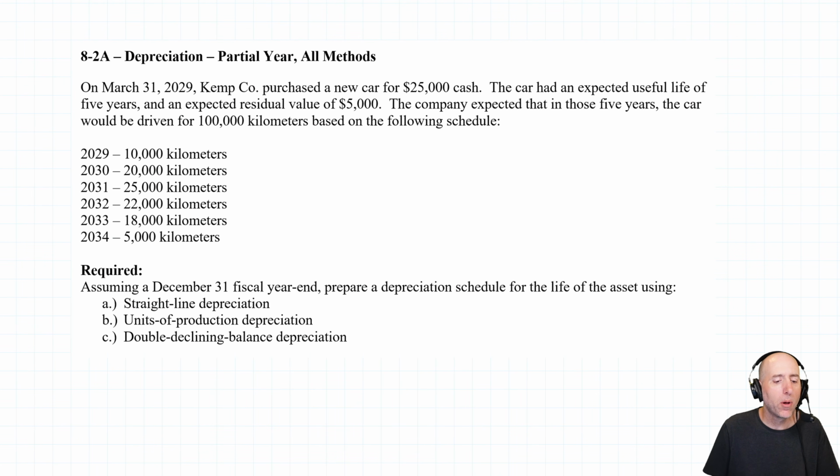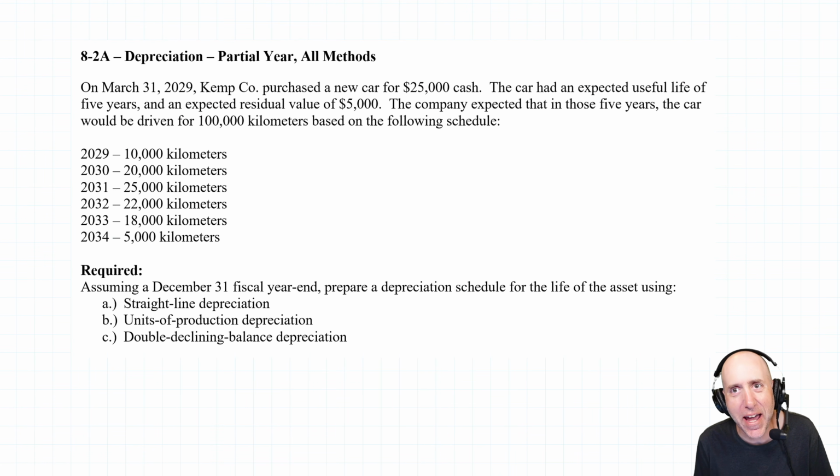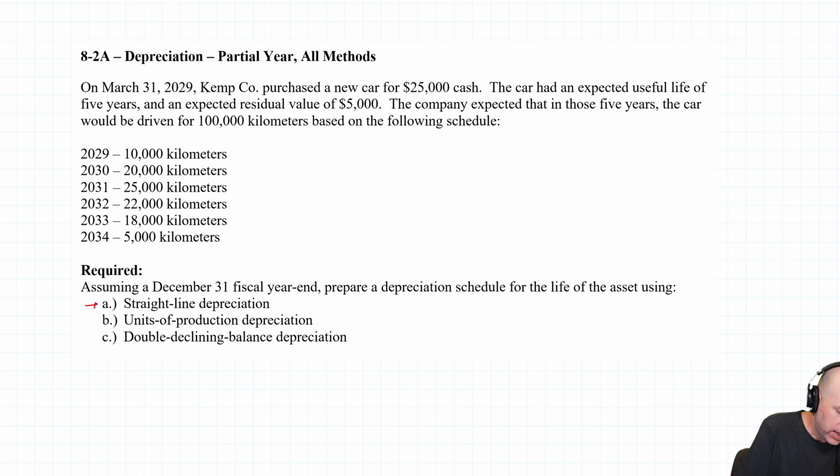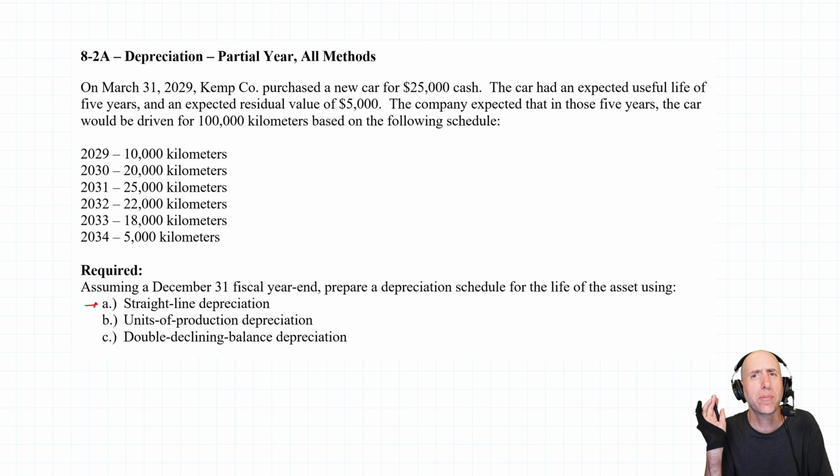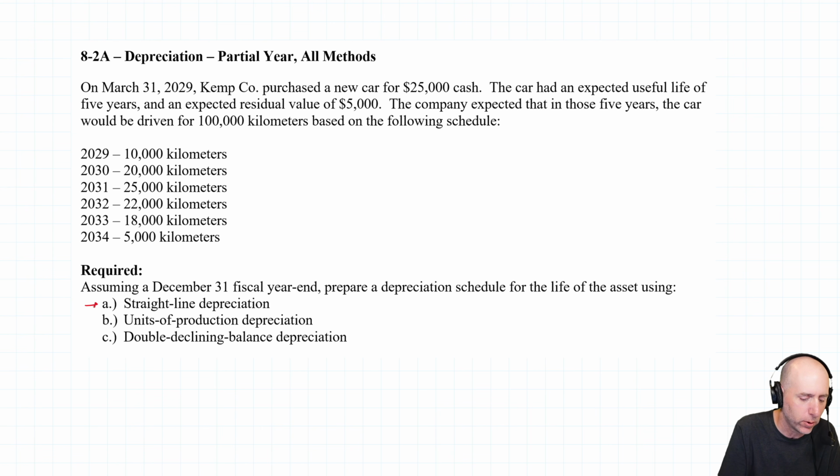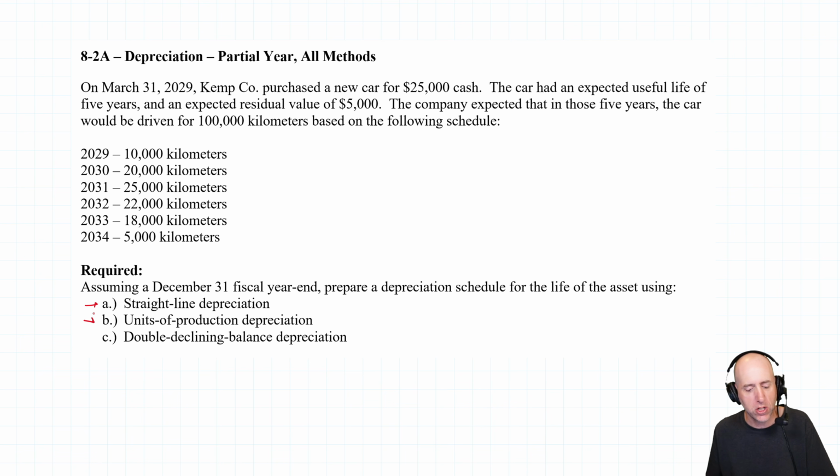Let's take a look at problem 8.2a, a depreciation problem. This has us doing straight line depreciation, which we learned in chapter 3. There's a couple quirks that we add on to it this chapter, but pretty straightforward. Units of production depreciation, which is not based on time, but based on how much you use the asset. So that's an interesting method.